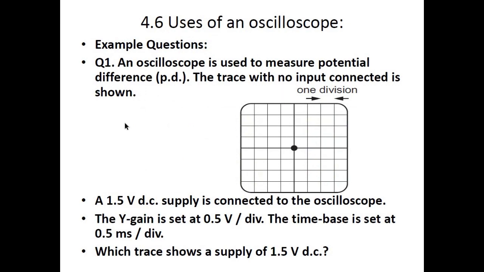An oscilloscope is used to measure potential difference. The trace with no input is shown. So this is at 0. This is the y-axis, this is the x-axis, or the time base, this is the y gain. As you can see, the dot is in the center, which means it is at 0. 1.5 volt DC.